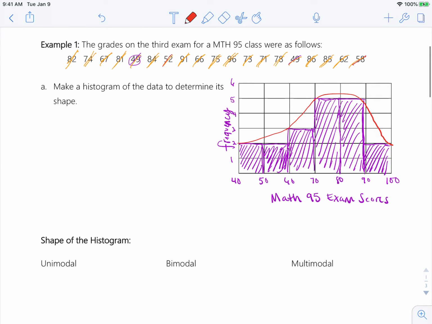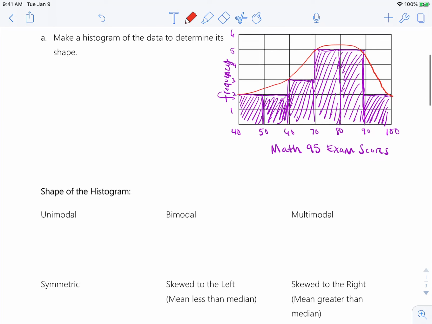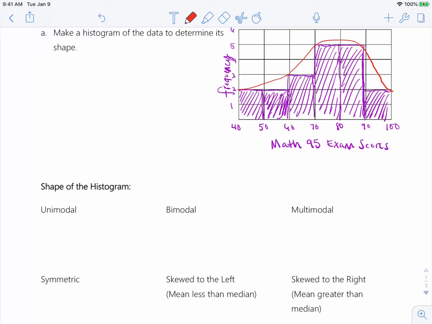So there's different shapes of a histogram. One is unimodal, and that just means you have one mode, and that will make more sense in a second. So it would look something like this: you have just your axes, and it's just like one peak. Okay, so just one peak. I'm going to write one peak.